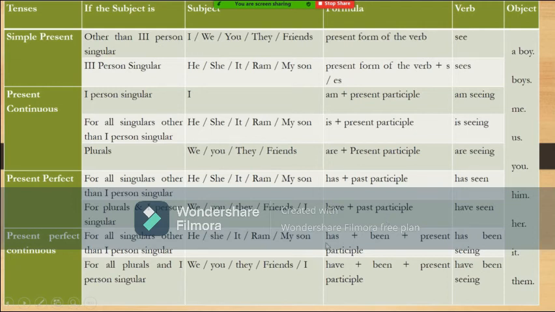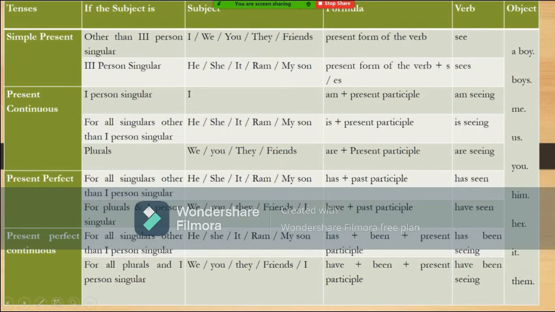And present perfect continuous. For present perfect continuous, we have has and have to indicate present. To indicate perfect, we have the past participle of the verb be, that is been. Been indicates perfect in perfect continuous tenses. And to indicate continuous, we have the present participle of the verb. Here, has been seeing for singulars. For plurals, have been seeing. For singulars, has been seeing.